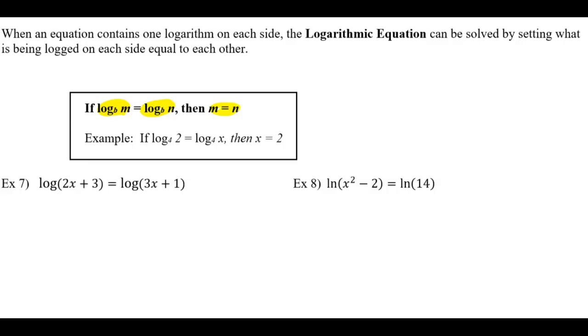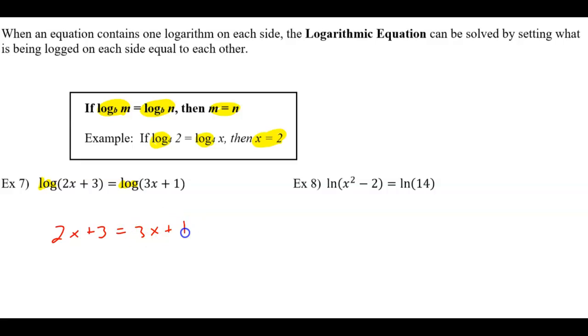Or a really easy version of this, if we have log base 4 of 2 equals log base 4 of x, well, it's pretty obvious to see that x must be 2 in order for both sides to be log base 4 of 2. Okay, so let's look at example 7. We have one log on both sides. So therefore, we set what's being logged equal to each other.